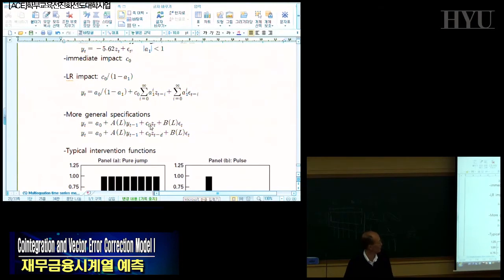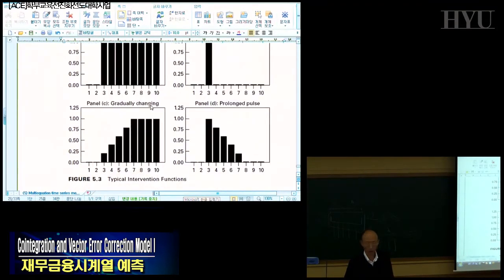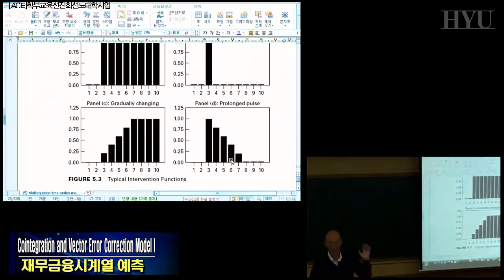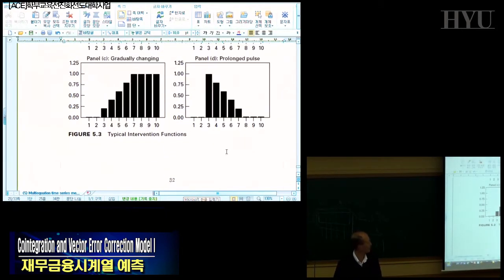And also the ZT doesn't have to be zeros and ones. It could be a pulse. It could be gradually changing. It could be a prolonged pulse, depending upon the context of the problem. So we say that's the ZT intervention function.